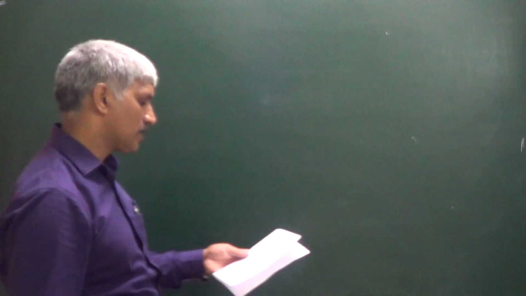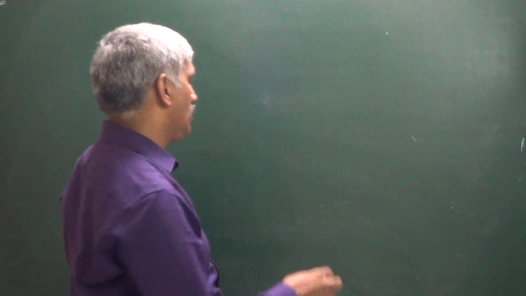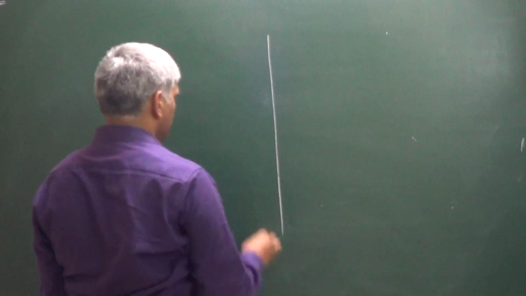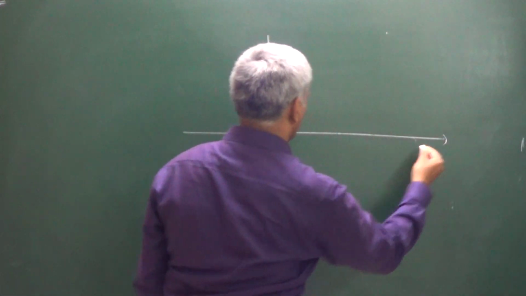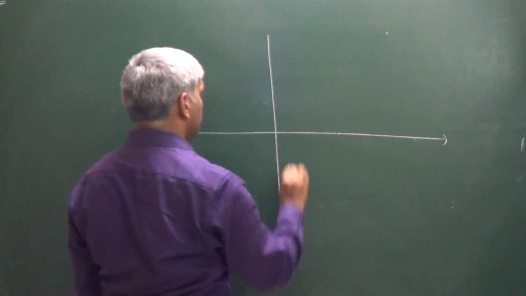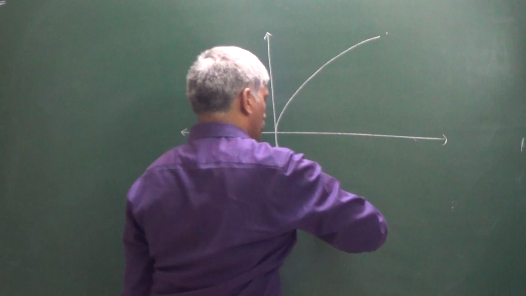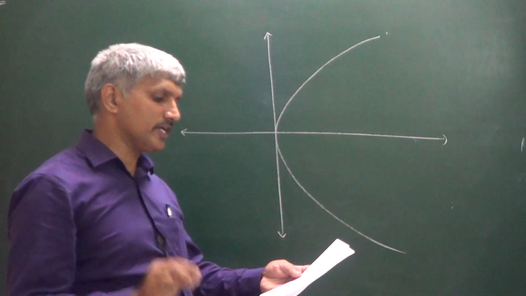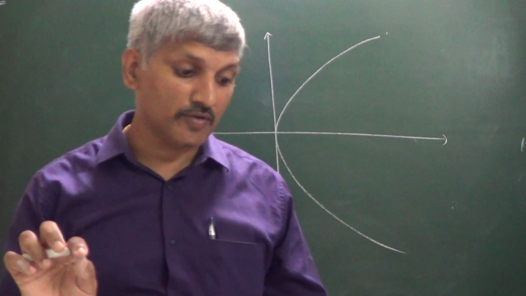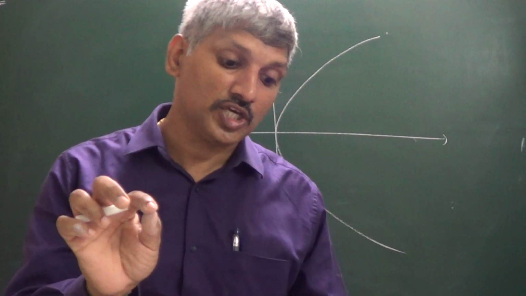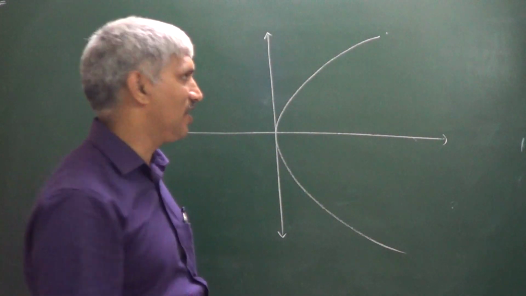So an equilateral triangle is inscribed in the parabola y square is equal to 4ax. Yes, this is the parabola y square is equal to 4ax. He is saying an equilateral triangle is inscribed where one vertex is at the vertex of the parabola.